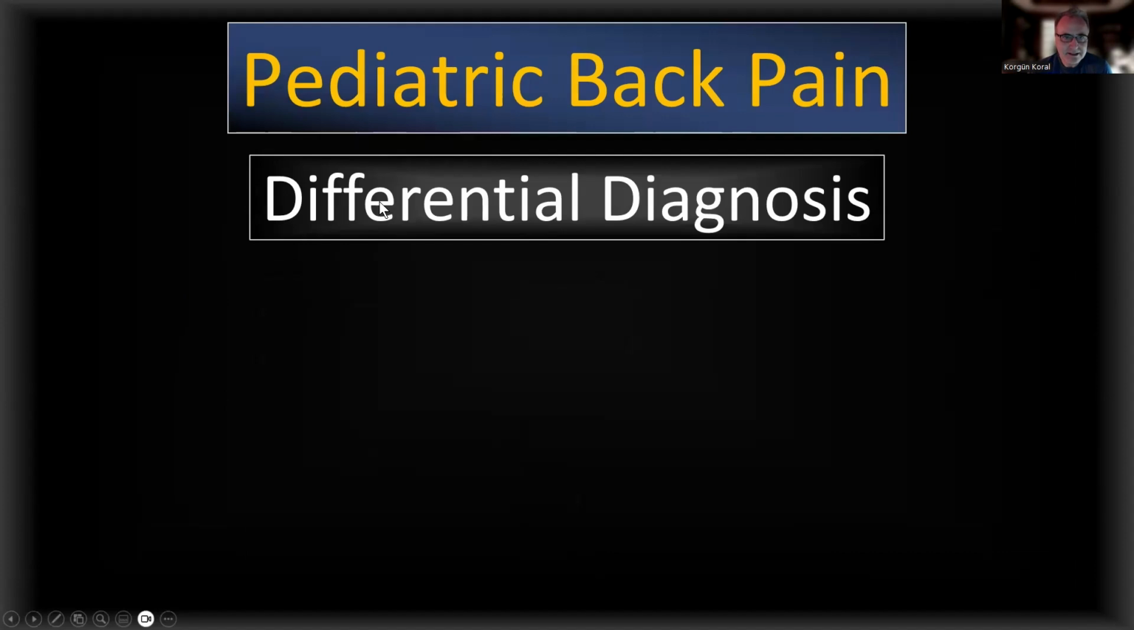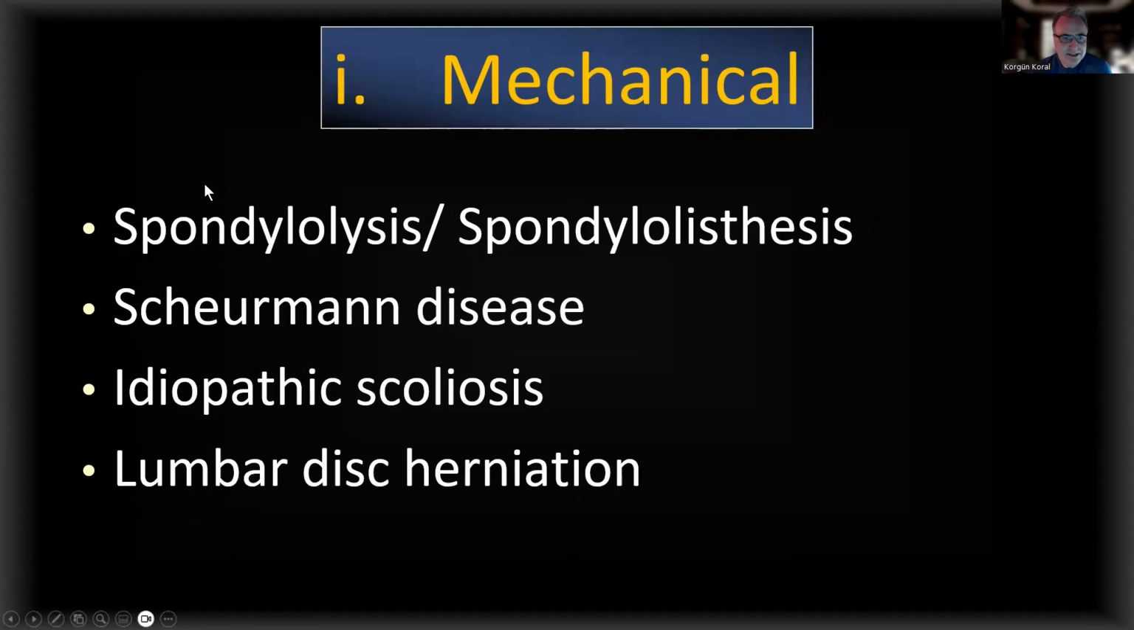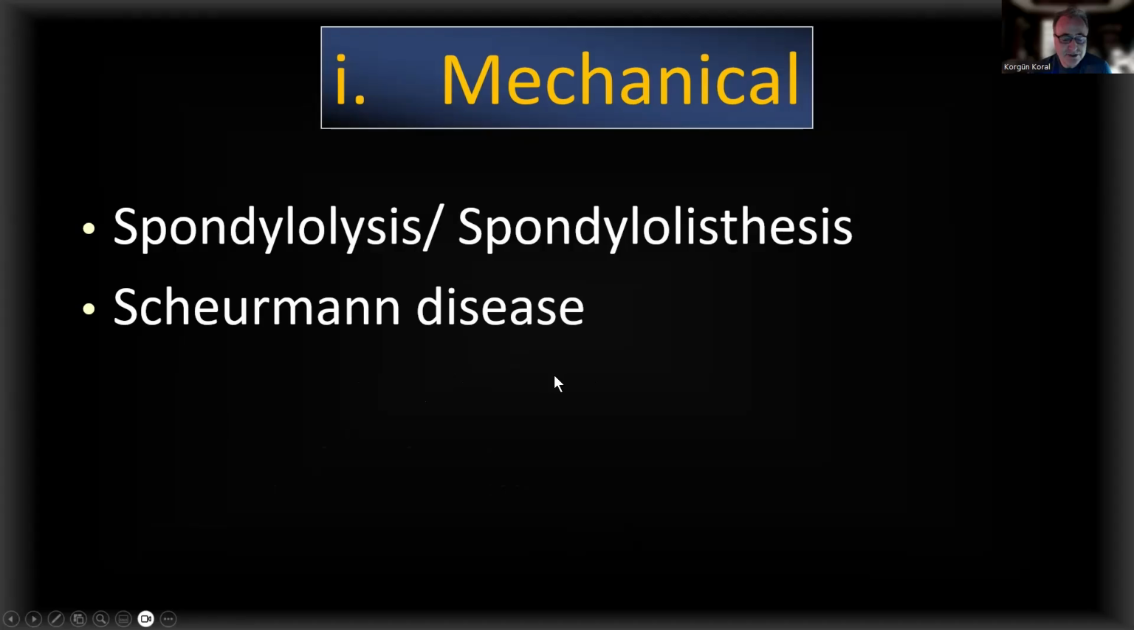So in this talk, we are going to think about differential diagnosis of pediatric back pain, and I divide it into mechanical causes, inflammatory infectious causes, and neoplastic causes, and we'll show examples from each category. So in the mechanical realm, we have these four. Pathology of scoliosis is a very wide subject. Probably it deserves its own session. And lumbar disc herniation will be discussed in another session in the same meeting. So I will talk about spondylolysis, spondylolisthesis, and Scheuermann disease.